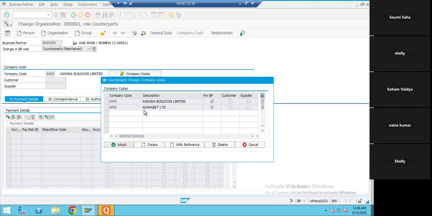The system is very slow. Just a second. This is not moving any further.